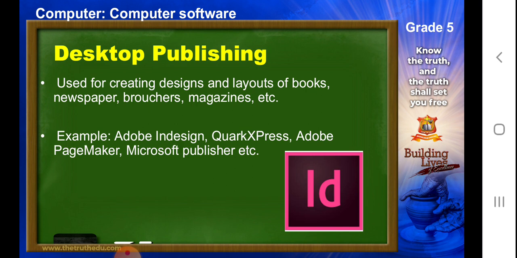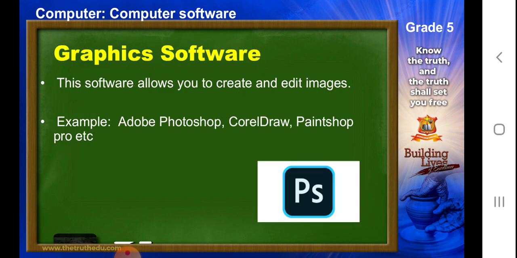Next comes graphic software. Graphic software allows us to create and edit images. So this is only related to creating and editing images. We are going to discuss multimedia, where I am going to talk about one more point, which will help you differentiate between graphic software and multimedia software. Examples of graphic software are Adobe Photoshop, Corel Draw, Paint Shop Pro, etc. These graphic software are only related to images.